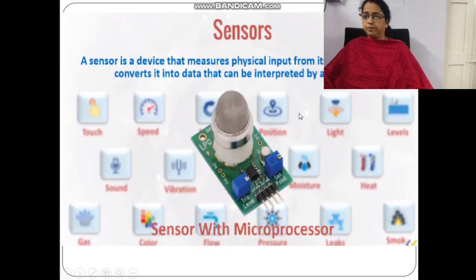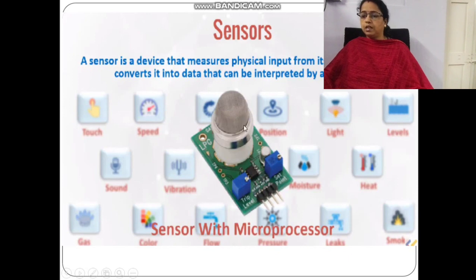So what is a sensor? We have seen that without sensors and actuators, IoT is not at all going to play any role here. So sensors are the heart of the Internet of Things. A sensor is a device that measures physical input from its environment and converts it into data that can be interpreted by a computer.